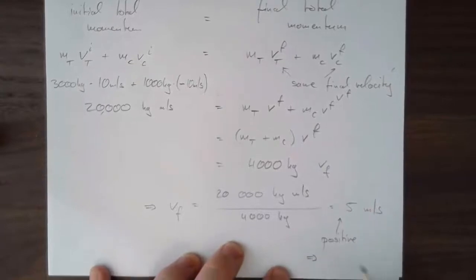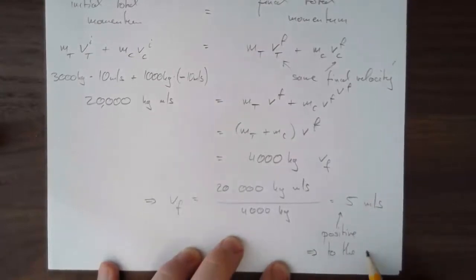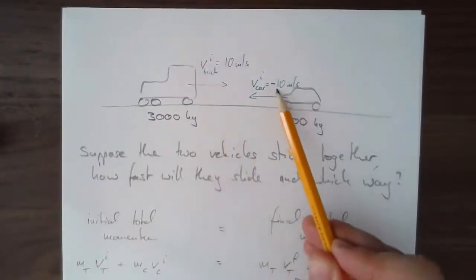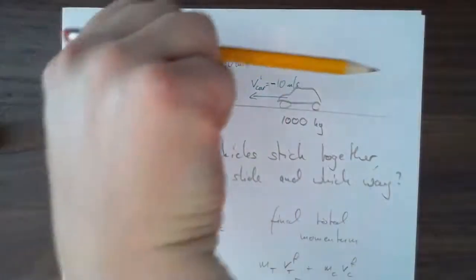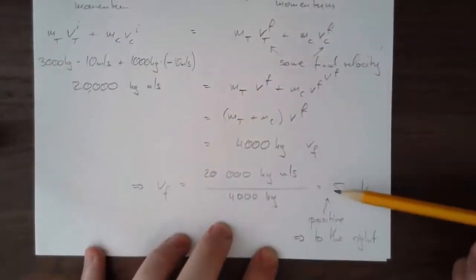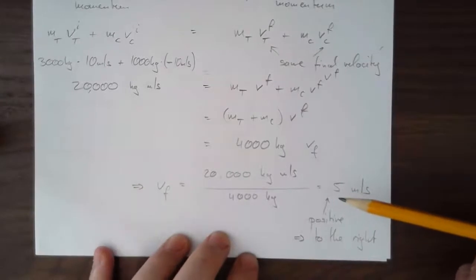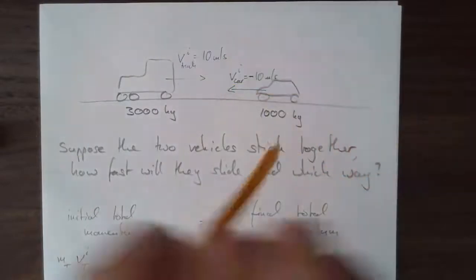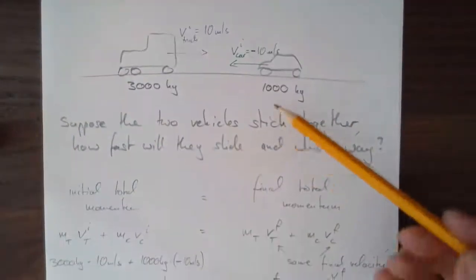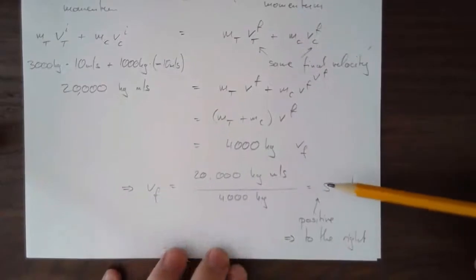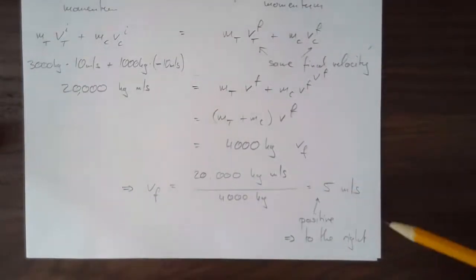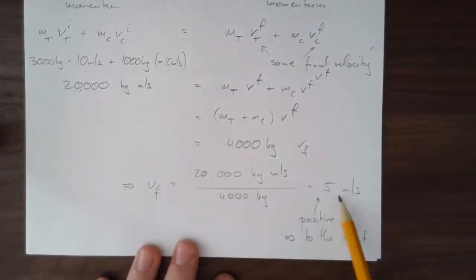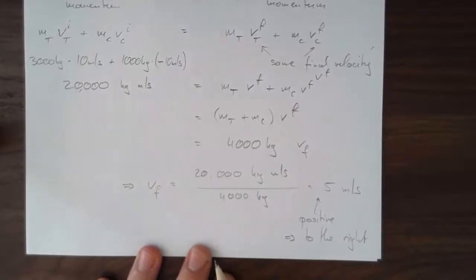Positive, so that implies it's to the right. Because in our coordinate system we started by calling this positive, this negative, so we said to the right is positive. We got an answer that is positive, so that means the final velocity is to the right. Had we chosen a different coordinate system and said this is positive and this is negative, then our final answer would have been minus 5 meters per second, so that's physically speaking the same thing. An object moving to the right at 5 meters per second of speed.